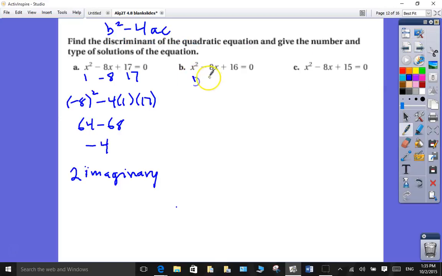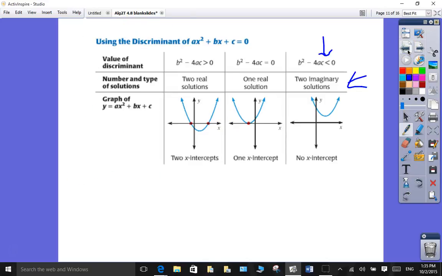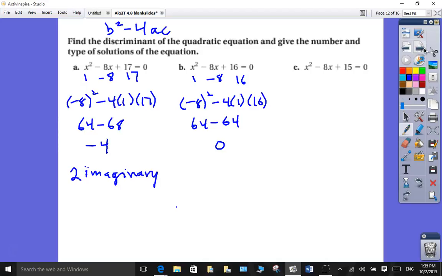The next one is 1, negative 8, 16. This time it'll be negative 8 squared minus 4 times 1 times 16, which is 64 minus 64, which is 0. When the discriminant is 0, what do you expect? One real solution. I mean, you could memorize these things, but it ought to just kind of make sense, with the quadratic formula, why that is. One real.